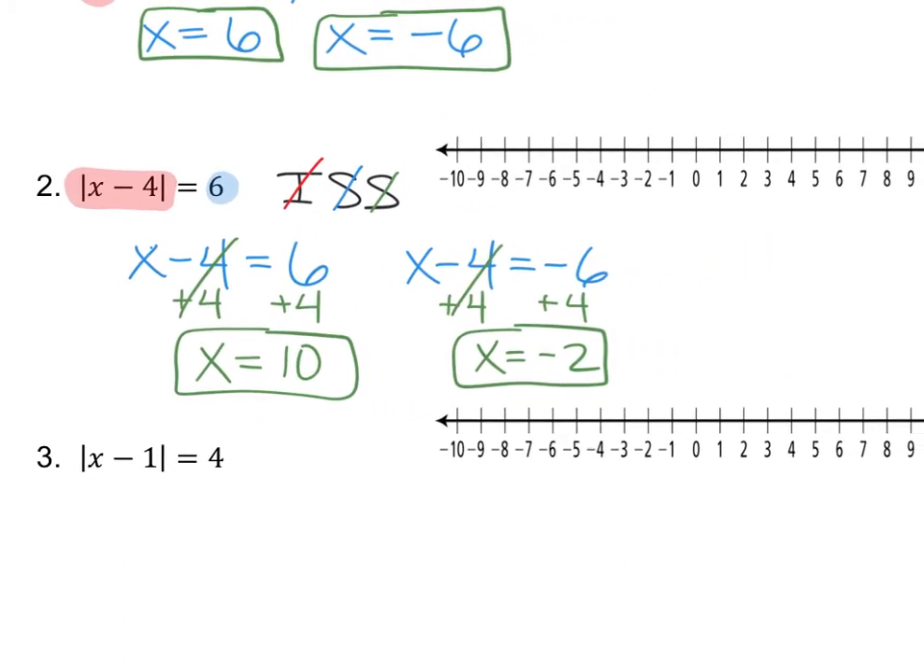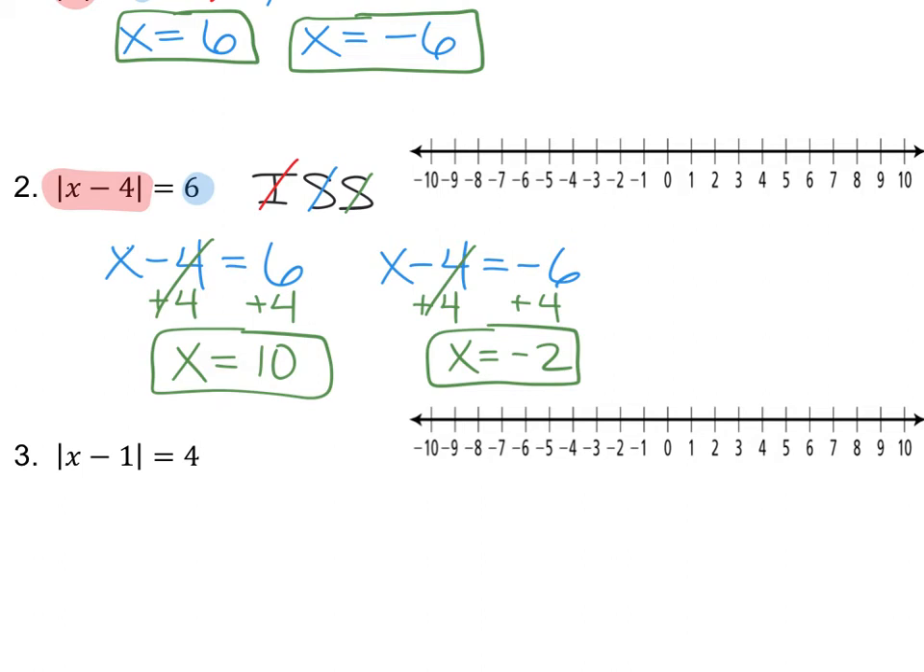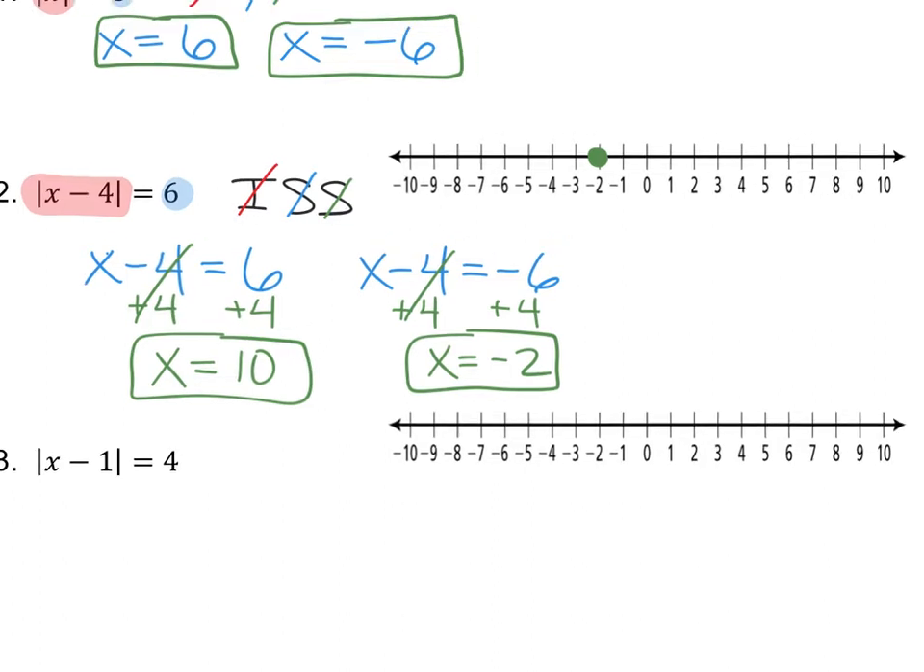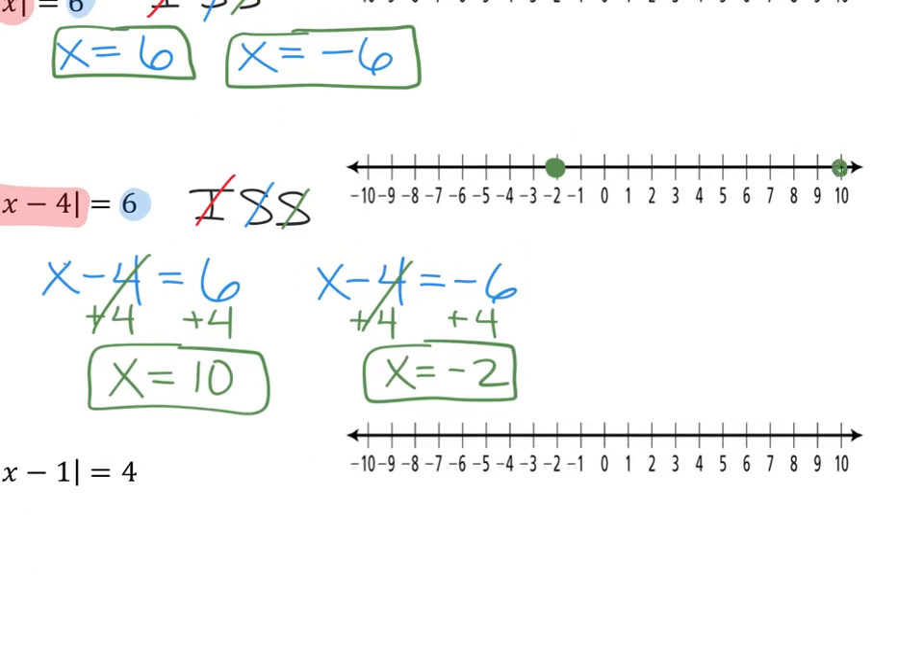And so we graph these numbers. So on my number line this time, to show I know the answer, I would plot negative 2, and I can't reach it. I would plot 10.